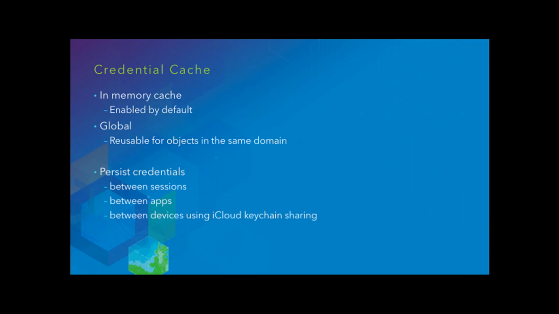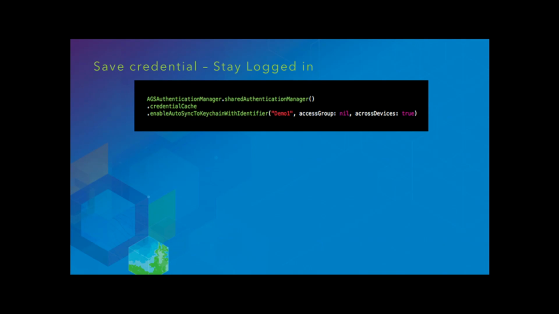The SDK provides you options to cache the credentials between different sessions so that the user can log in once and continue to stay logged in. You can also share and sync credentials between different apps of your organization, and you can share credentials between different devices like phone and tablets using iCloud keychain sharing. So the method to do all of this is exposed on the credential cache, which is on the authentication manager in turn, and the method is enableAutoSyncToKeychain with identifier.